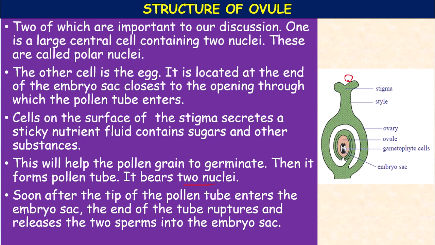Reach the stigma, then it germinates to produce the tube. The pollen tube contains 2 male nuclei. These 2 male nuclei make their entry into the pollen tube. The end of the pollen tube ruptures to release the male nuclei.